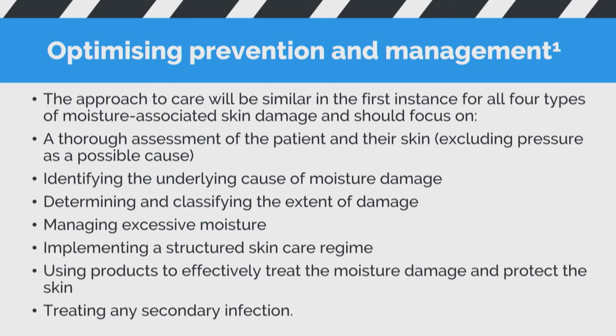So the approach to care will be similar in the first instance for all 4 types of moisture-associated skin damage. And it must focus on a thorough assessment of the patient and their skin, and, where appropriate, exclude pressure as a possible cause. So you're looking at this very specific cause of the moisture-associated skin damage. Identify the underlying cause, determine and classify the extent of damage that has been caused on the skin surface as part of that assessment. Manage excessive moisture. So it's about how can we control this excessive moisture.